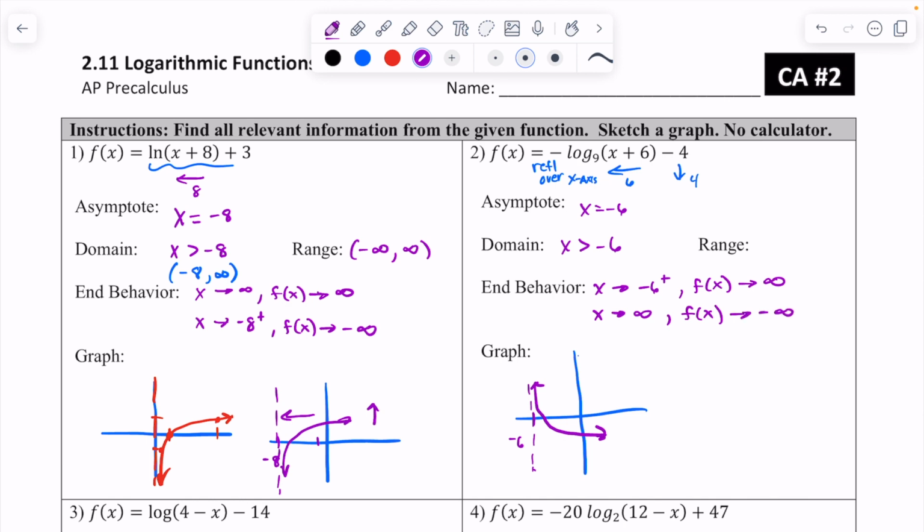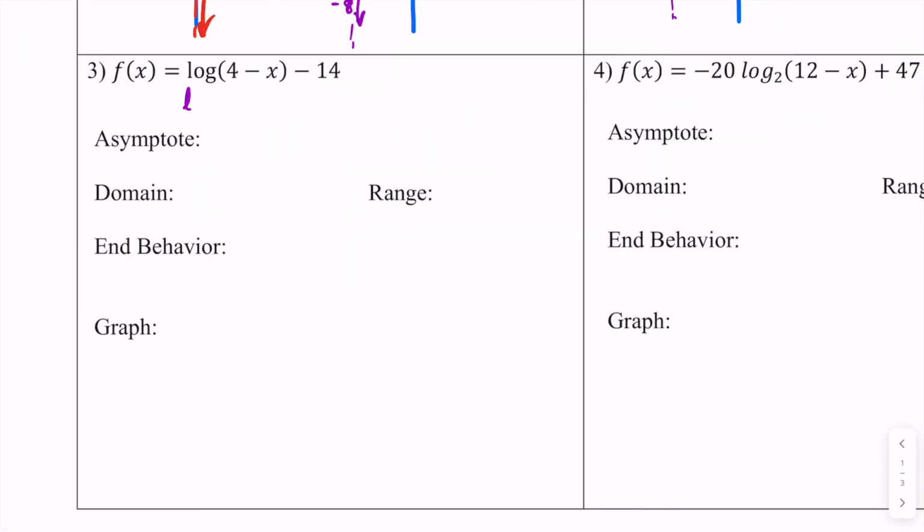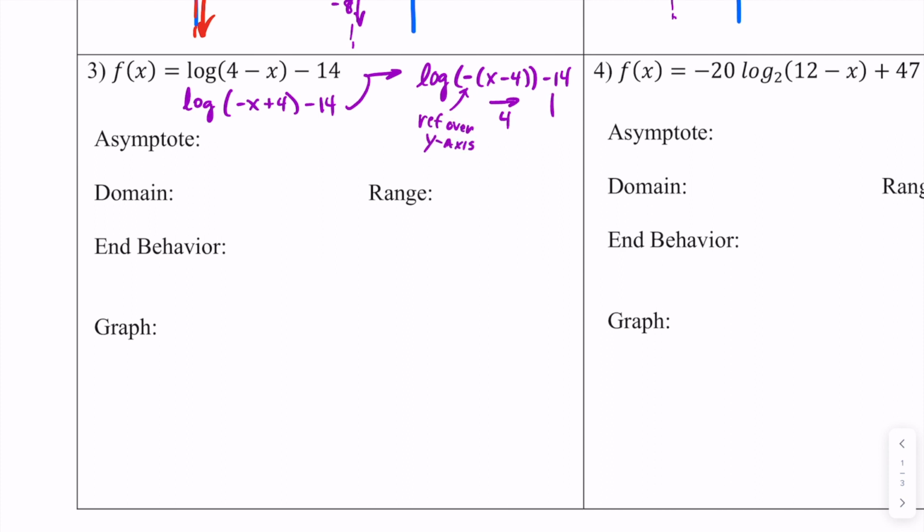There we go. Now problem number 3, we're going to do a little reworking here. Log of negative x plus 4. Then we want to pull that negative out so it looks like this: negative of x minus 4. So this is going to be a right 4, then a reflect over the y-axis, and then down 14. So let's draw a graph of this thing. It goes right 4, then it's flipped over, so it sits like this. And then it's shifted down 14, so really it's way down here and maybe doesn't cross till way later on. But it still has this general shape. Probably just something more like this. Regardless, you get the idea with that purple one. That's all we're really concerned with.